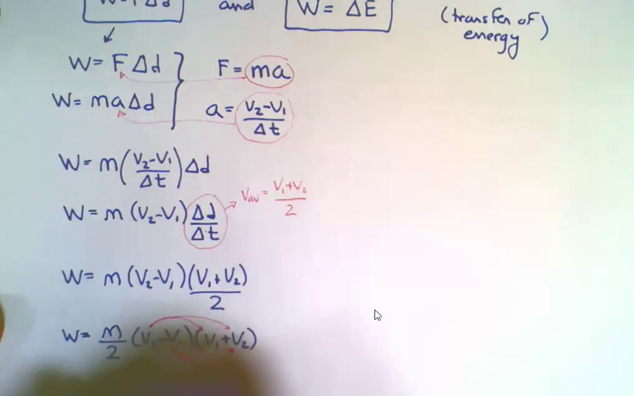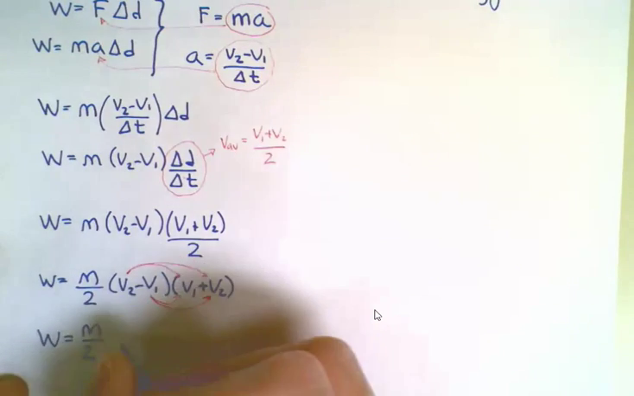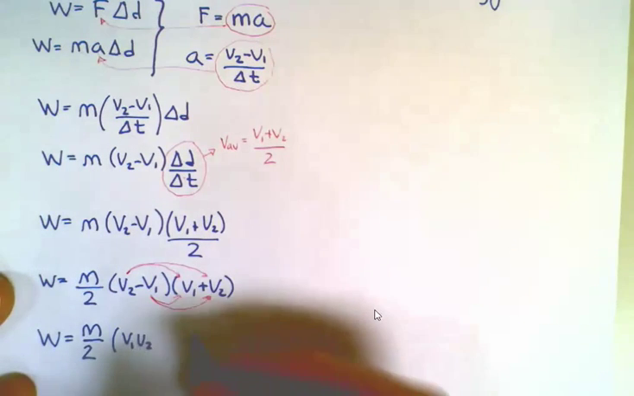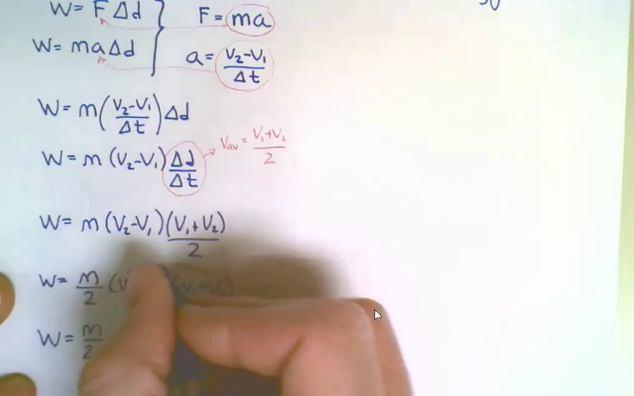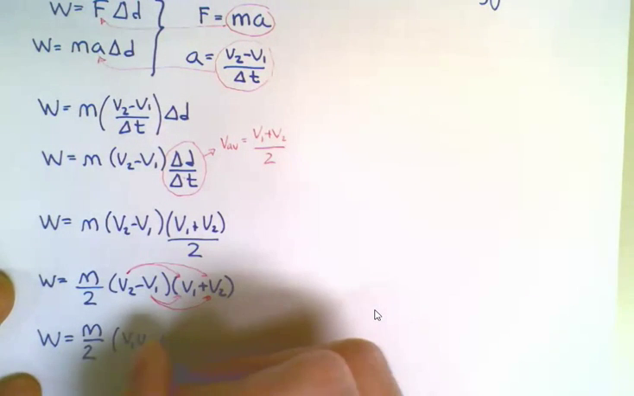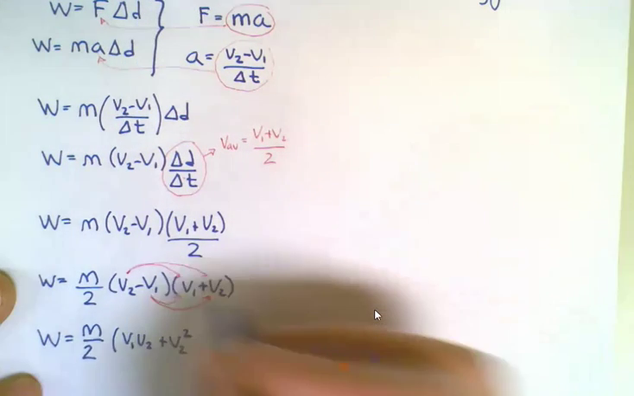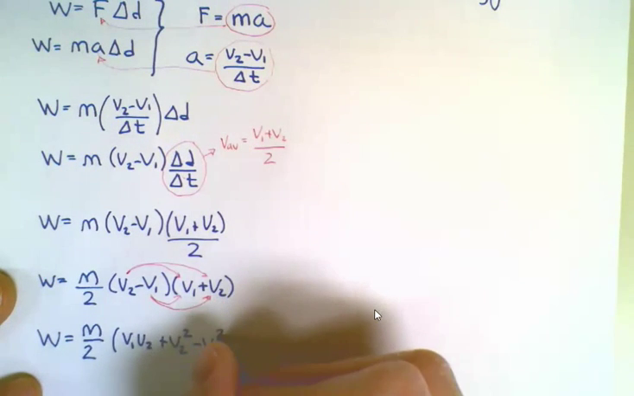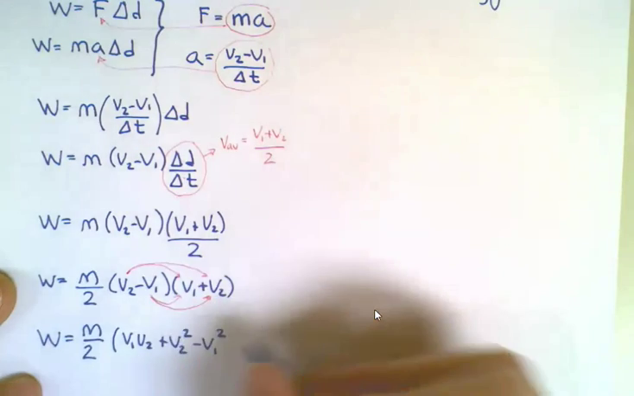All right, so when we do that, we get the work done to accelerate an object from speed 1 to speed 2 is given by the mass over 2, v2 times v1, v1 times v2, doesn't matter. Remember that 2 times 3 is 6, or 3 times 2 is 6, so it doesn't matter which way I write this. Then I've got v2 times v2, so that becomes v2 squared. Then I have minus v1 times v1, which is minus v1 squared. Then I have minus v1 times v2.